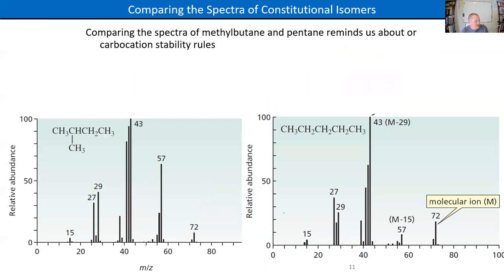And if you look at these two components here, this is our methylbutane we've been looking at versus pentane. They don't look identical, but they look really similar to each other, right? They have a lot of the same peaks. The biggest difference is that on methylbutane, 57, which is our M-15 peak, is a lot bigger than on pentane.